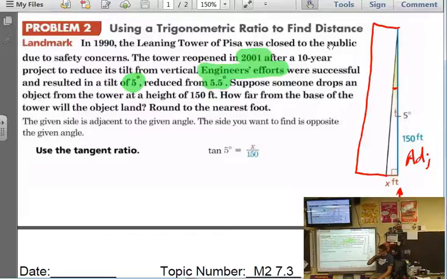Now, I'm trying to solve for my x, not for my degree measure. So what is currently happening to x, and how do I undo that?